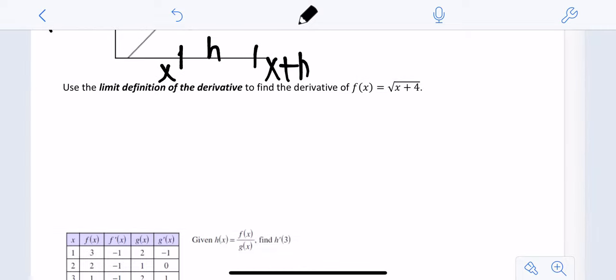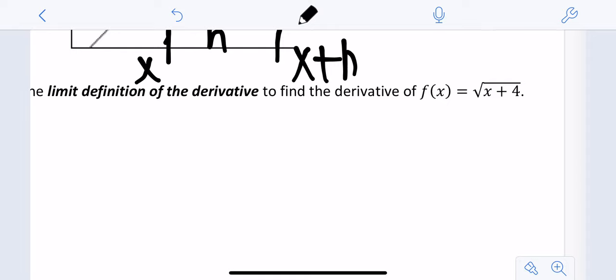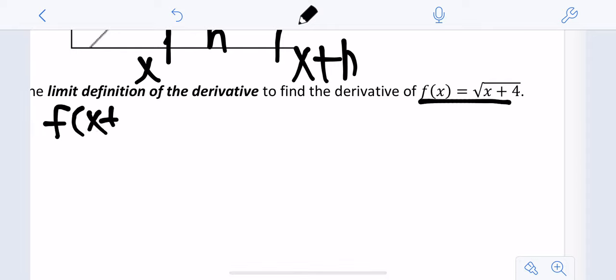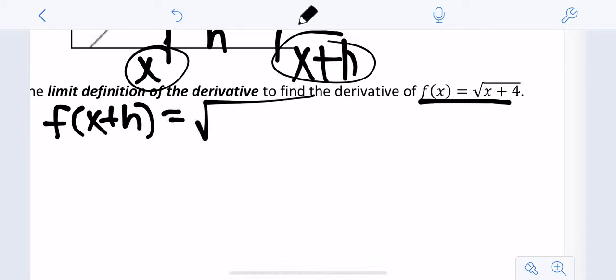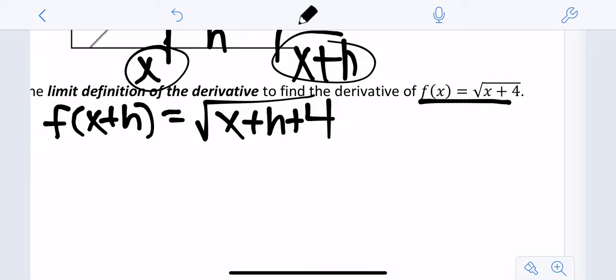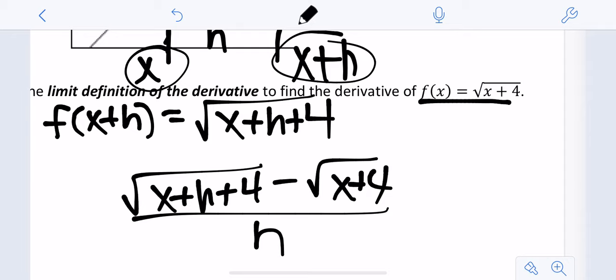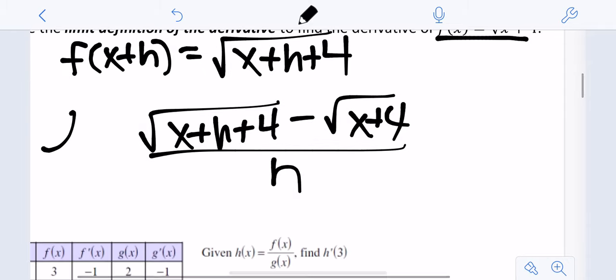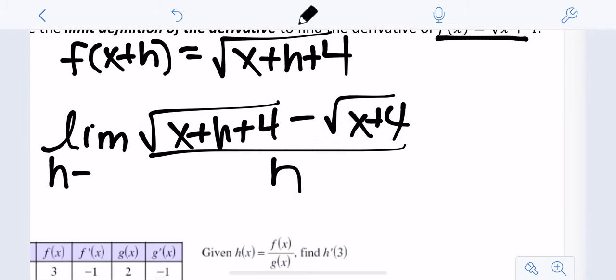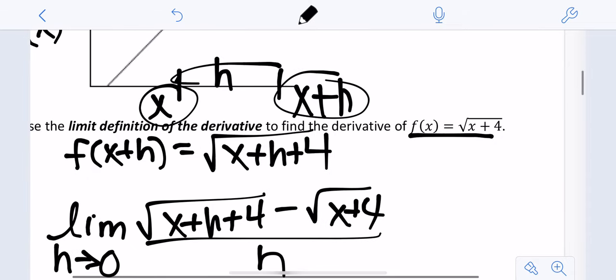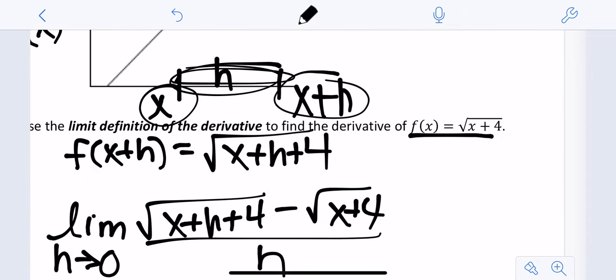So the big thing on this is make sure you're actually using a limit. So I know this is one of my y values. My other y value is f of x plus h, because those are my inputs. And that's going to be square root of x plus h plus 4 here. So the slope between those would be the change in y over the change in x, which is just h. And then we're taking the limit as h approaches 0. So really, as the size of that interval gets infinitely small.